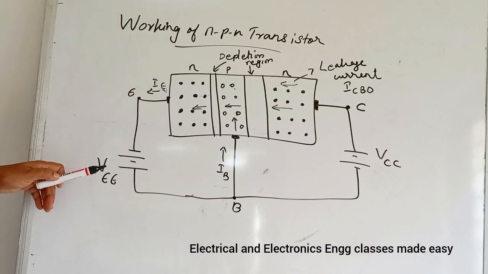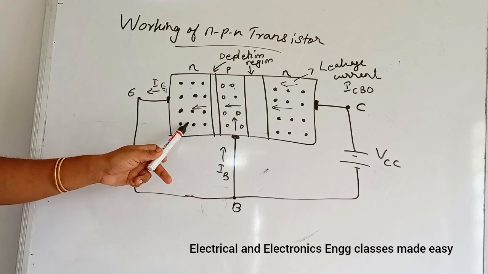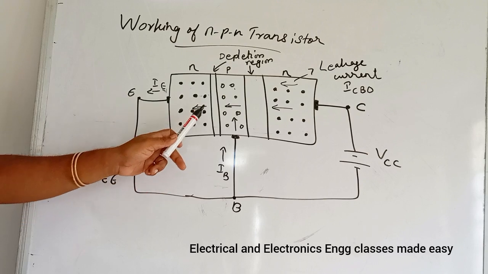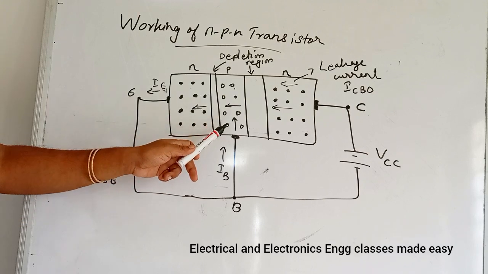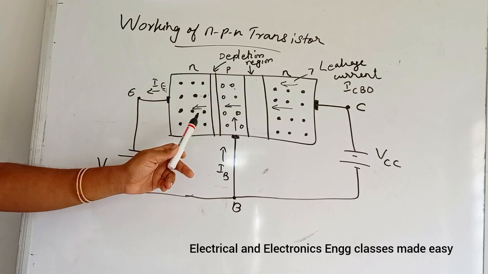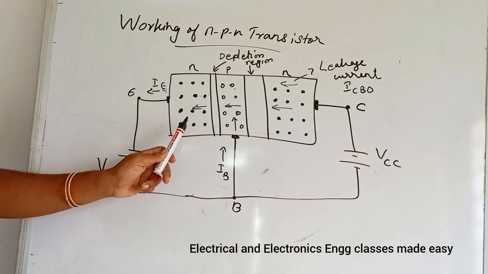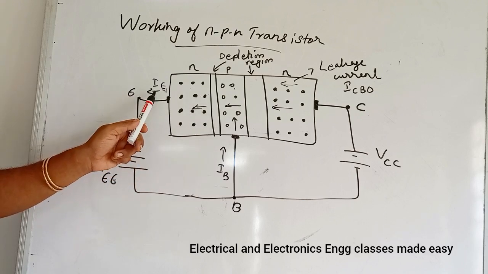So the forward bias VEE causes the majority carriers in the N-type emitter to diffuse into the base, and holes from the base diffuse into the emitter. And the flow of majority carriers constitutes the emitter current IE.